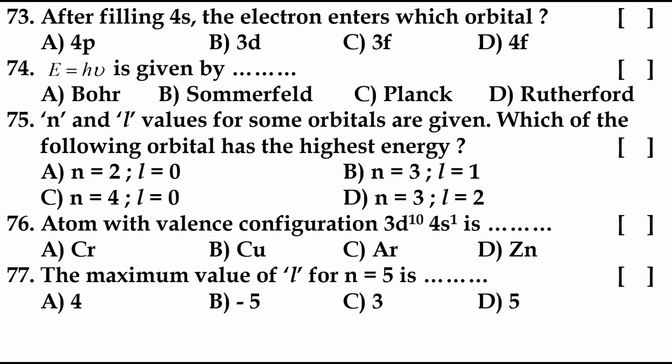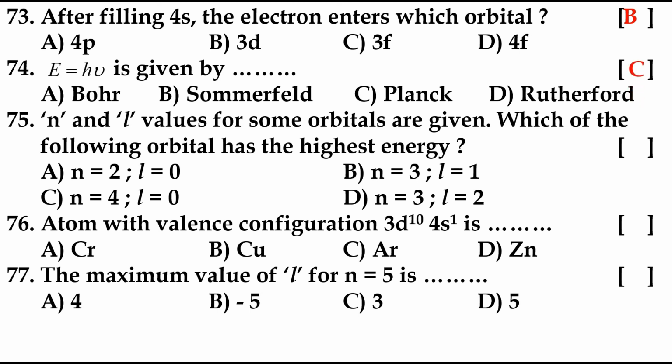73. After filling 4s, the electron enters which orbital? A. 4p. B. 3d. C. 3f. D. 4f. Answer is option B. 3d. 74. E = hν is given by A. Bohr. B. Sommerfeld. C. Planck. D. Rutherford. Answer is option C.